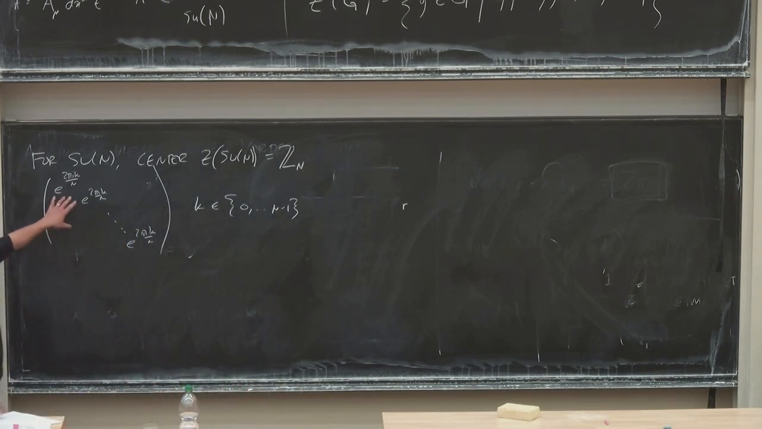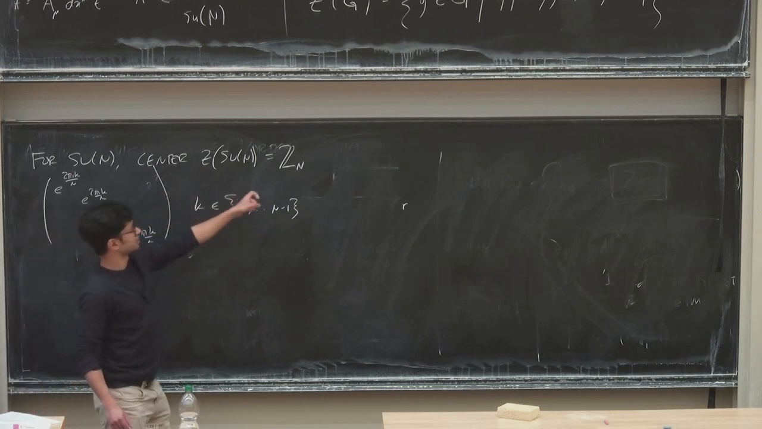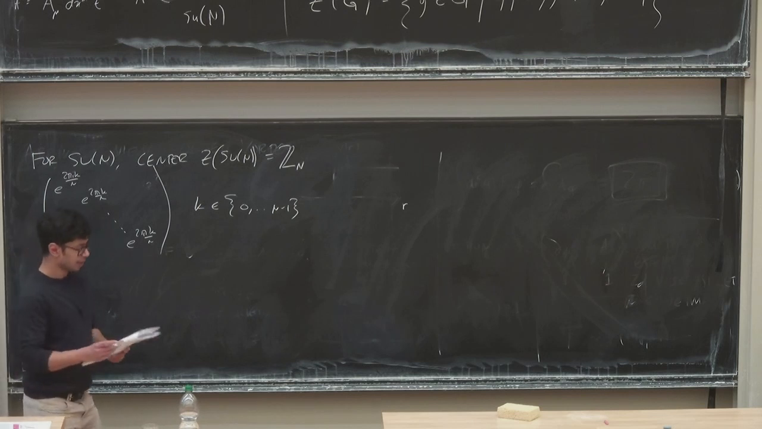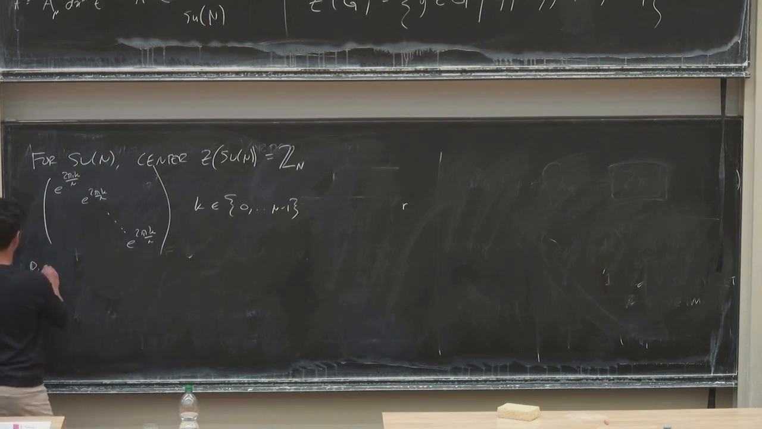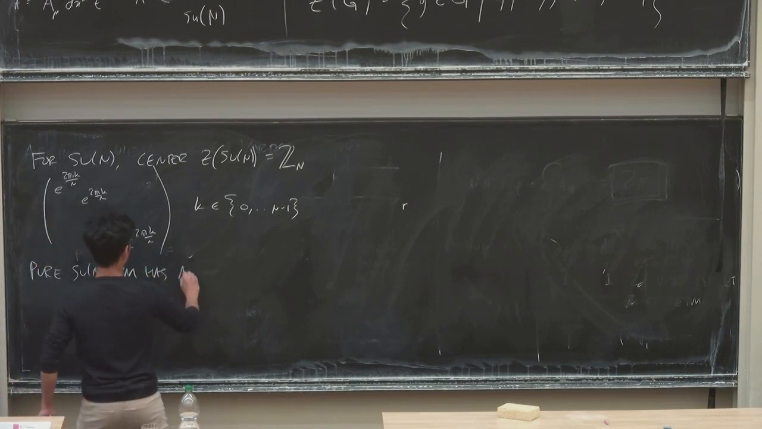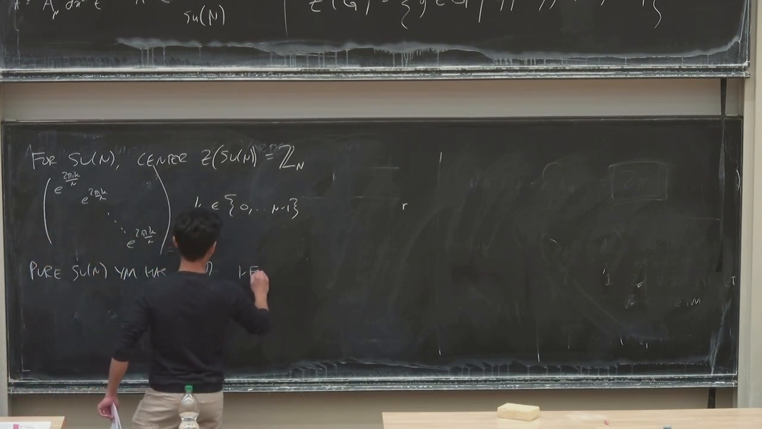This matrix is unitary. It has determinant 1 because if you take the determinant, you multiply all these entries together, and the n cancels, and you get e to the 2 pi i k, which is 1 because k is an integer. And it clearly commutes with everything in SU(N). So these matrices, which are all diagonal, generate the center of SU(N). So the center of SU(N) is Z_n, the cyclic group on n elements. And therefore pure SU(N) Yang-Mills has a Z_n one-form symmetry.